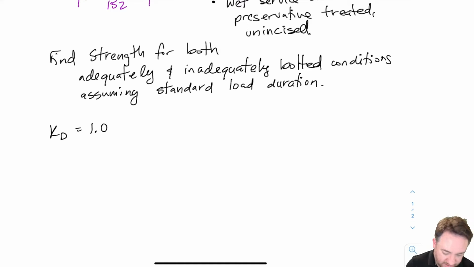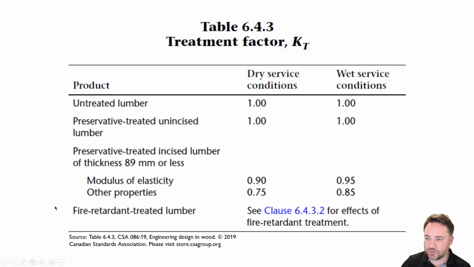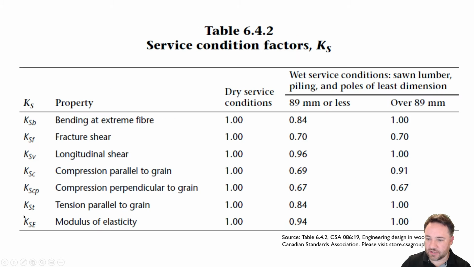This is wet, unincised. So if we go to our service condition factor, you'll see that we have here wet conditions for lumber of least dimension, and we're talking here about compression parallel to grain, KSC. We're also going to need this one down here, the modulus of elasticity, KSE factor, when we do our KC calculation, which is the slenderness factor calculation. So we're going to need both of these.